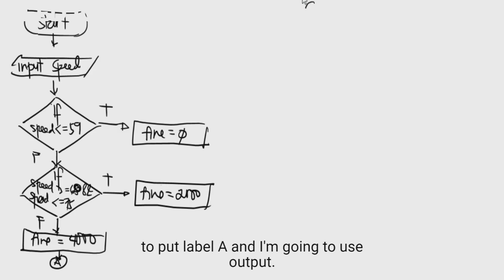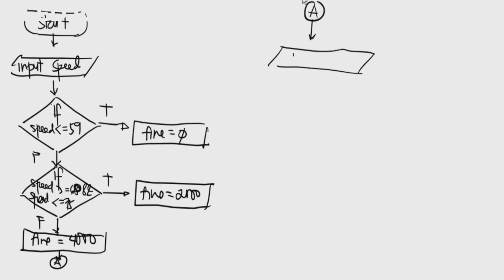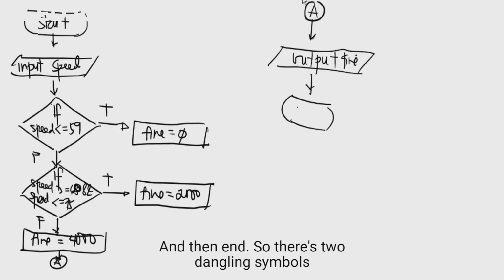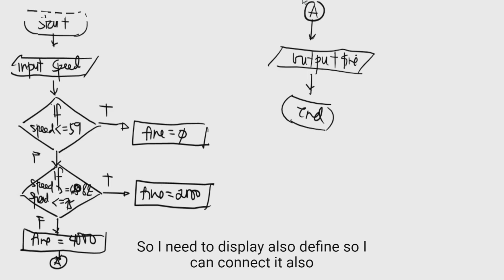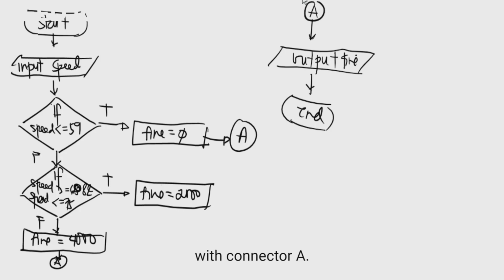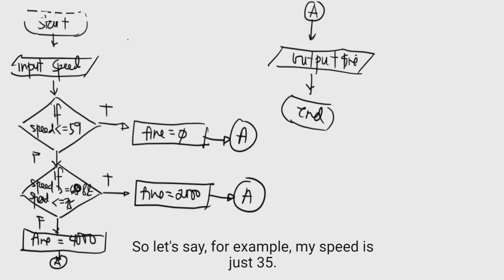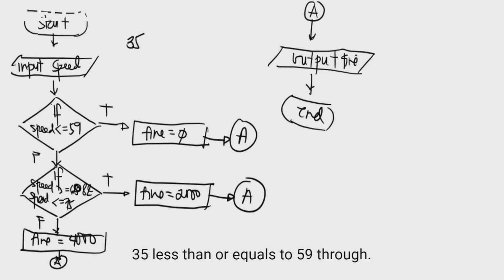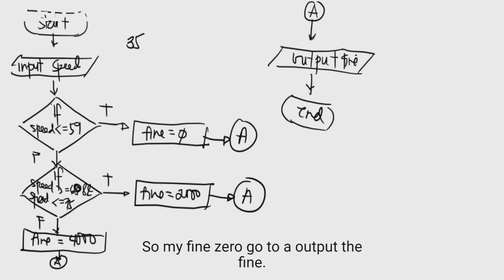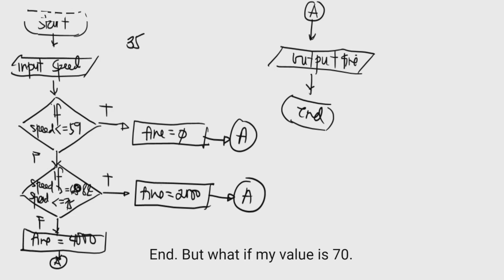So I'm going to put label A, and I'm going to use output fine, and then end. There are two dangling symbols, so I need to display also the fine, so I can connect it also with connector A. Let's simulate. Let's say, for example, my speed is just 35. 35 less than or equals to 59, true. So my fine is 0, go to A, output the fine.